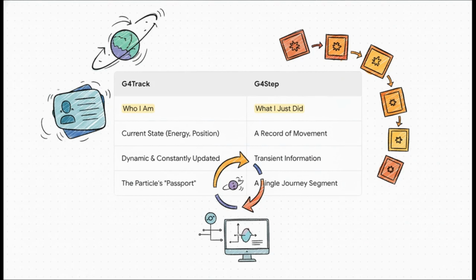Okay, this is a really important difference to get. The G4Track on the left is the living state of the particle. It's always changing. It basically answers the question, who am I, right this very second? But the G4Step on the right, that's a static record of the past. It answers the question, what did I just do? So the whole simulation is just this loop. Take a step, record what happened, and then update the track for whatever comes next.